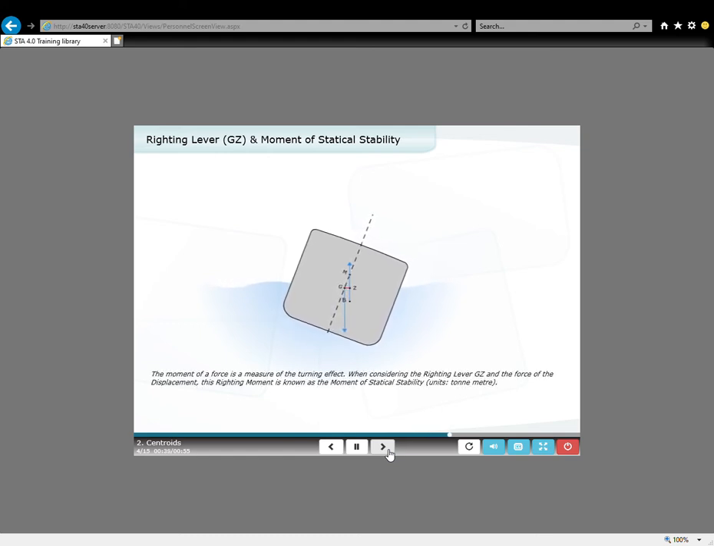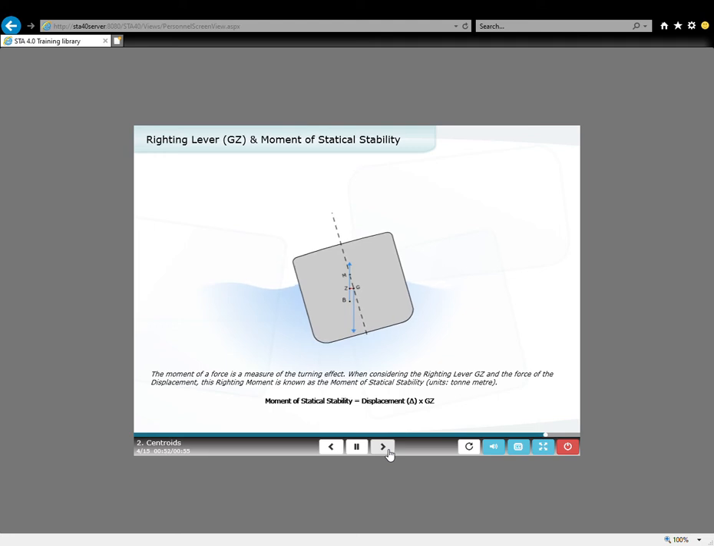As described previously, the moment of a force is a measure of the turning effect, and when considering the righting lever GZ and the force of the displacement, this righting moment is known as the moment of statical stability. Units: ton-meter.